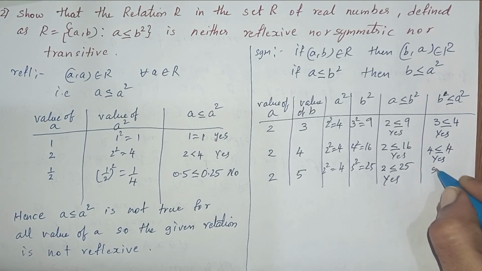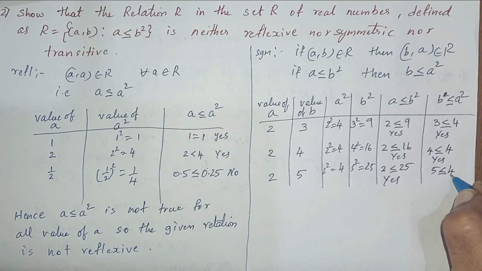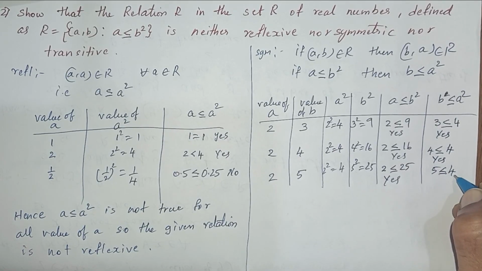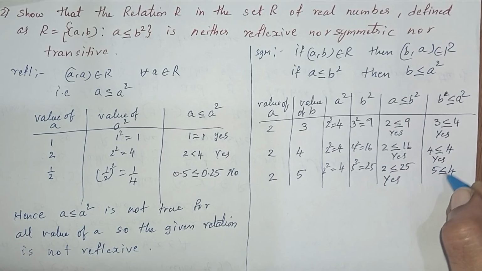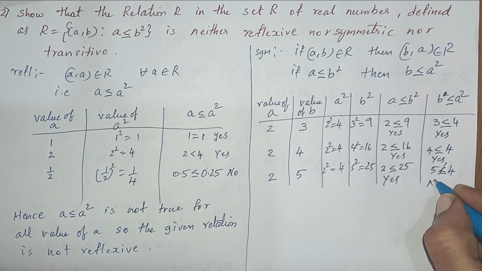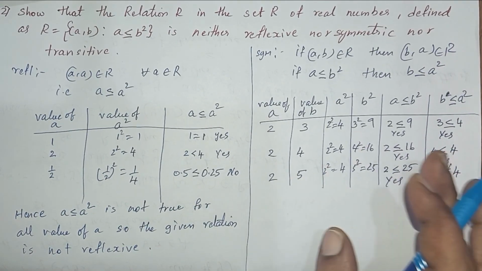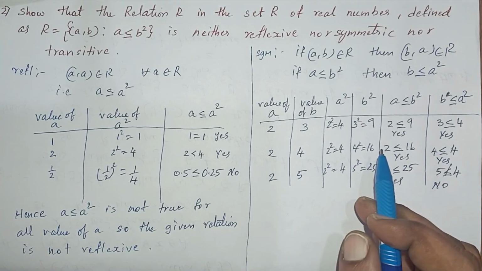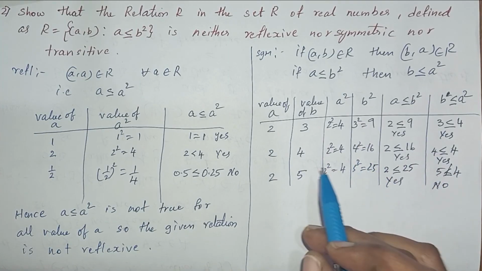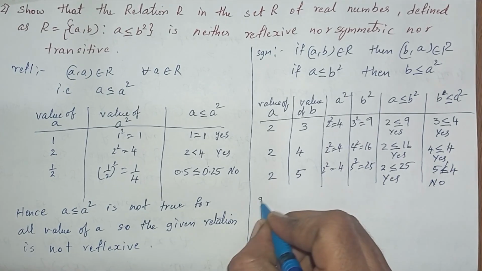The next is 5 is less than or equal to 4. So can 5 be less than or equal to 4? No, it's not. So this cannot be possible. So no, it does not satisfy the condition. So 5 comma 2 does not exist in the relation. So it cannot be symmetric.